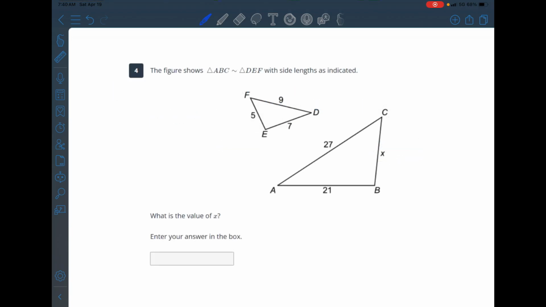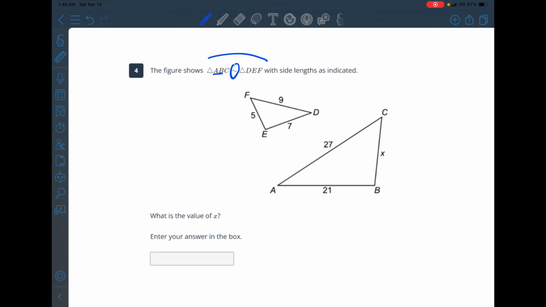This question is asking, if you look at it, you immediately see there's an X on the side of a triangle, and we have to find what that side is. So it says, the figure shows that triangle ABC is similar, that means similar, to triangle DEF with side lengths as indicated. What is the value of X? So if it's similar, like we discussed last week, we know that we can set up proportions. If you look at the order of the way the angles are given in this statement, you can see what sides are similar to what side.